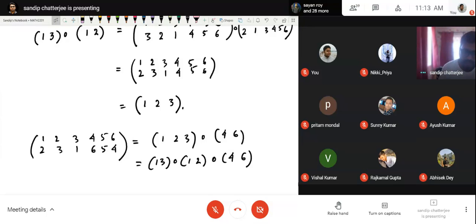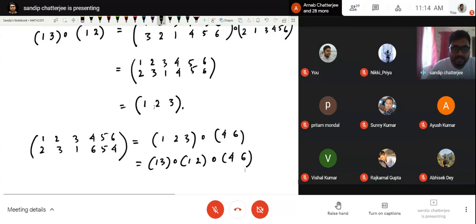any permutation with at least two elements, we can split as a product of cycles. Maybe the permutation will be a cycle as a whole, or it can be written as a product of two cycles. And every cycle again can be written as a product of two cycles. Means either a permutation itself will be a cycle, or it can be written as a product of some cycles. And we have again seen here that every cycle can be written as a product of transpositions, means two cycles.